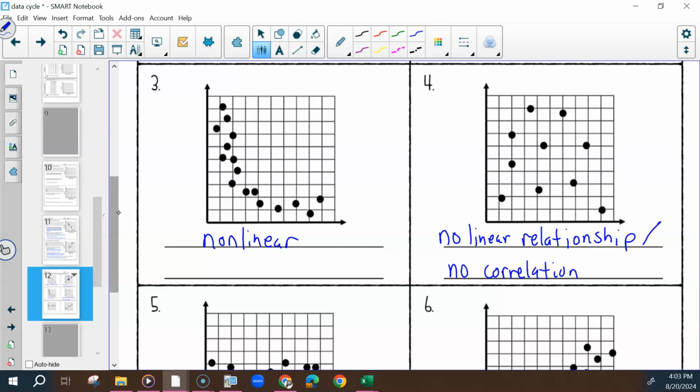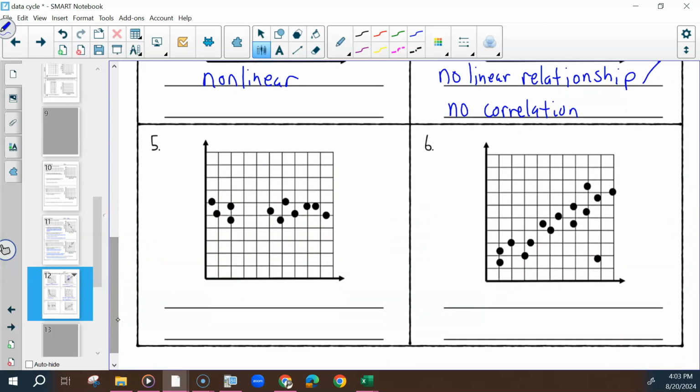And then in number 5, it definitely looks like it's making a line, but it's not really going up or down. So I can't say it doesn't have a correlation, because it's definitely making something, but maybe not positive or negative. But I can also see that there is definitely a gap here.